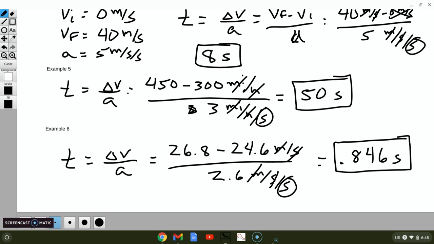All right, so once you've done this worksheet right here, go ahead and start on the acceleration problems. On the acceleration problems, your assignment is 1 through 8. Number 9 and number 10 are bonus.